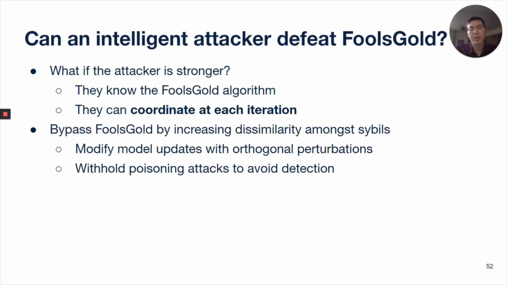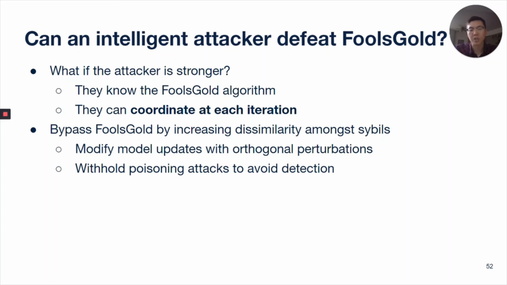Next, we also ask whether an intelligent attacker has additional capability to defeat FoolsGold. Previously, we assumed that all Sybils attack the system with the exact same strategy or the exact same underlying poisoned data set. What if the attacker is stronger? Perhaps they know how the FoolsGold algorithm works or some of the parameters used in the system, and let's assume they also have the ability to coordinate at every iteration and determine what their strategy should be before performing a targeted poisoning attack. Overall, this strategy involves bypassing FoolsGold by increasing the dissimilarity amongst Sybils when performing the poisoning attack.